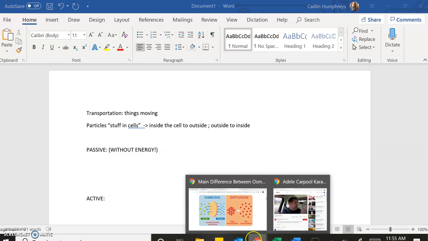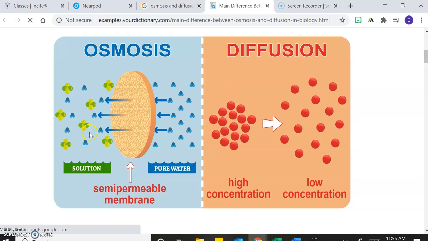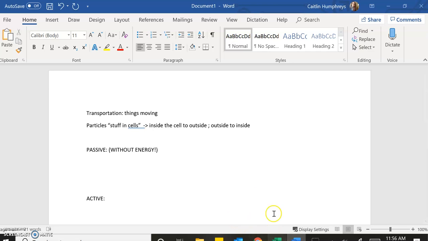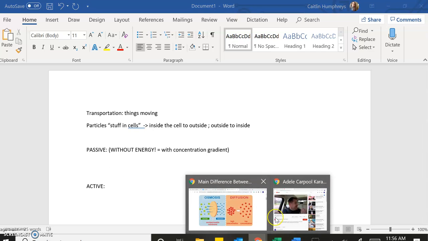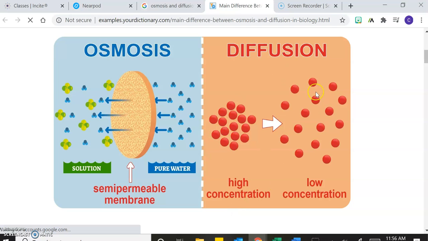So what this means is that this stuff goes from inside the cell to out of the cell, or out of the cell to inside the cell, without using any energy. So what that means is that it flows with a concentration gradient. So without energy equals with the concentration gradient. And we learned what the word concentration gradient meant today, which is the difference in the amount of stuff outside versus inside, or the amount of stuff inside versus outside.